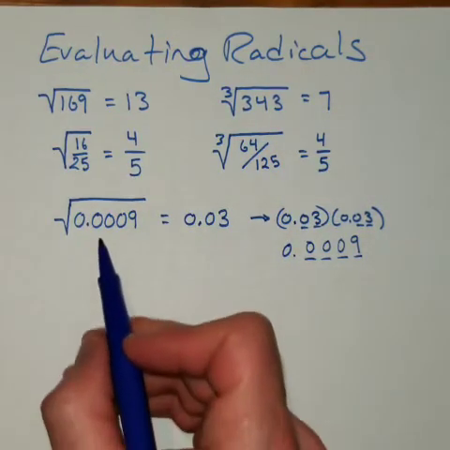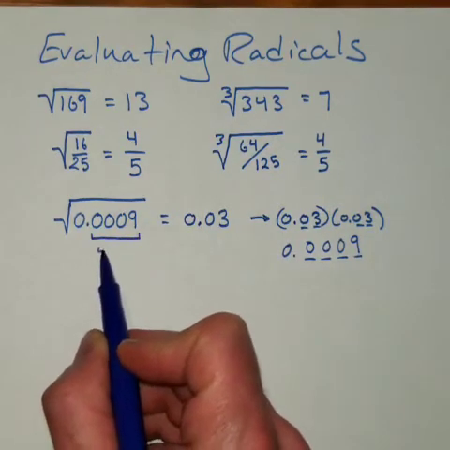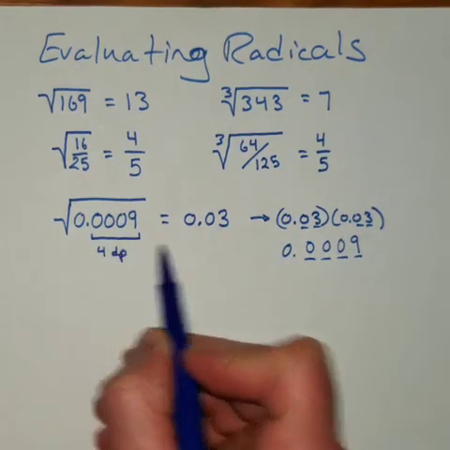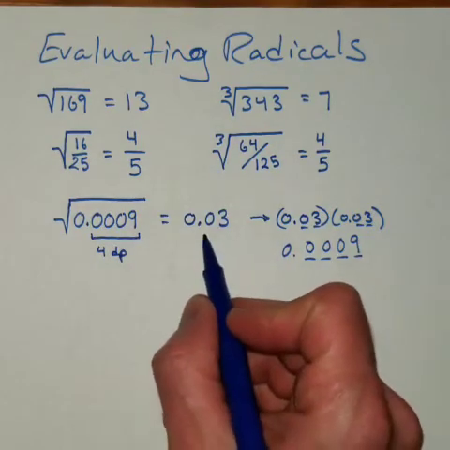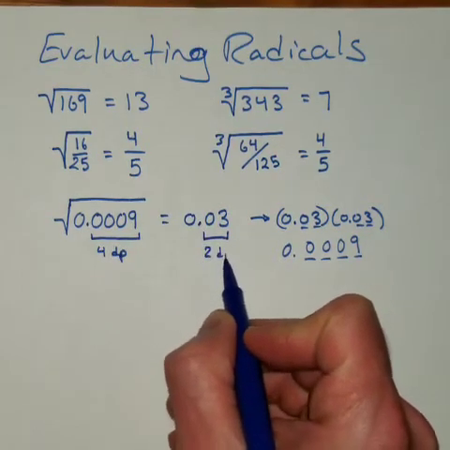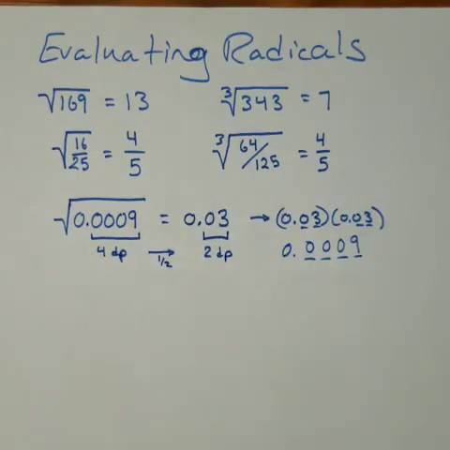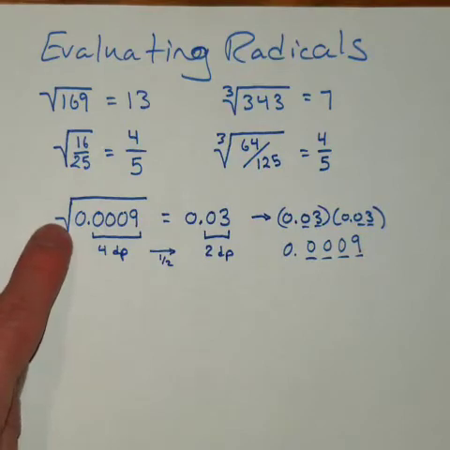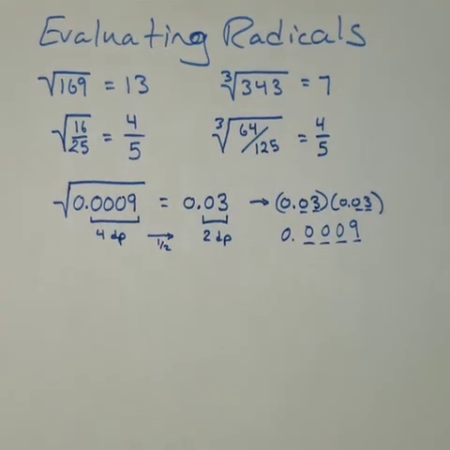So in the end, you take the total number of decimal places, which here are 4. I'll call them DP, 4 DP, 4 decimal places. The final answer should be half of that. So you cut them in half to get the correct number of decimal places. For a square root. This works for a square root. It'll be different for a cube root. We'll talk about that in a moment.